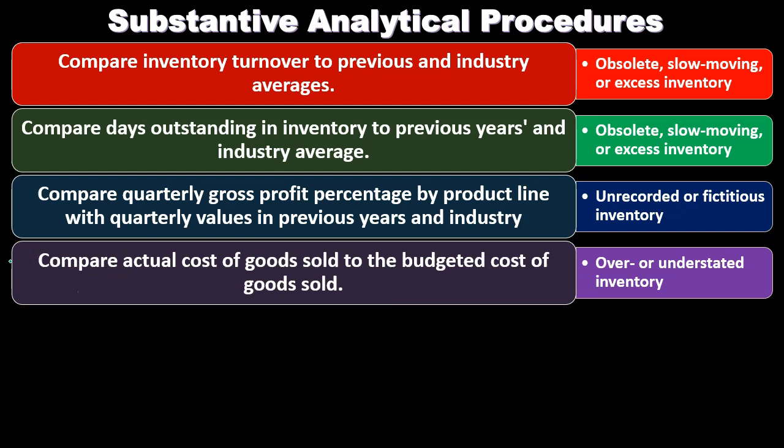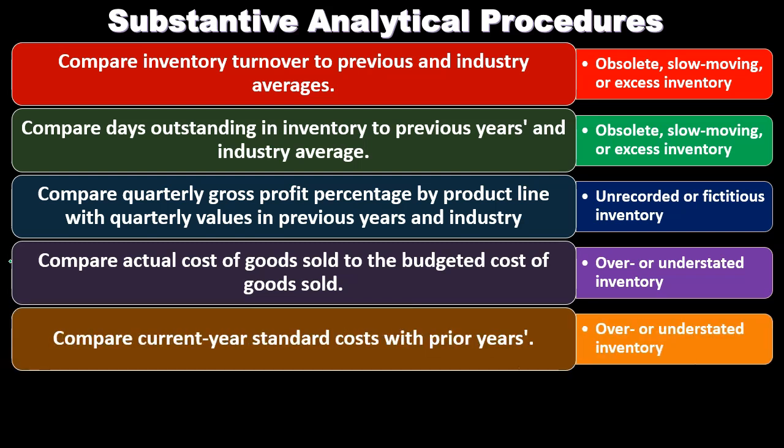Compare actual cost of goods sold to the budgeted cost of goods sold. So we'll compare the cost of goods sold numbers, of course, with regards to inventory transactions. That's going to give us some understanding of over or understated inventory, which is what we are considering looking further into with that type of analytical procedure. Compare current year's standard costs with the prior years. So that's going to be detecting over or understated inventory.